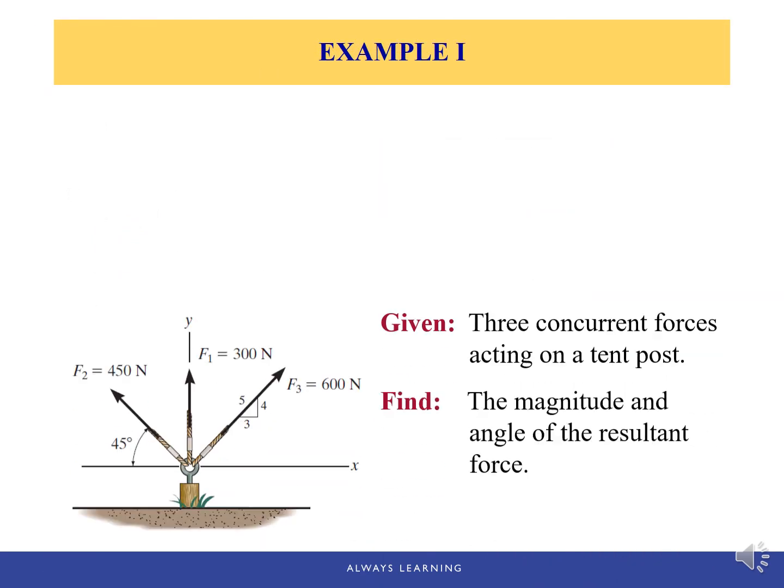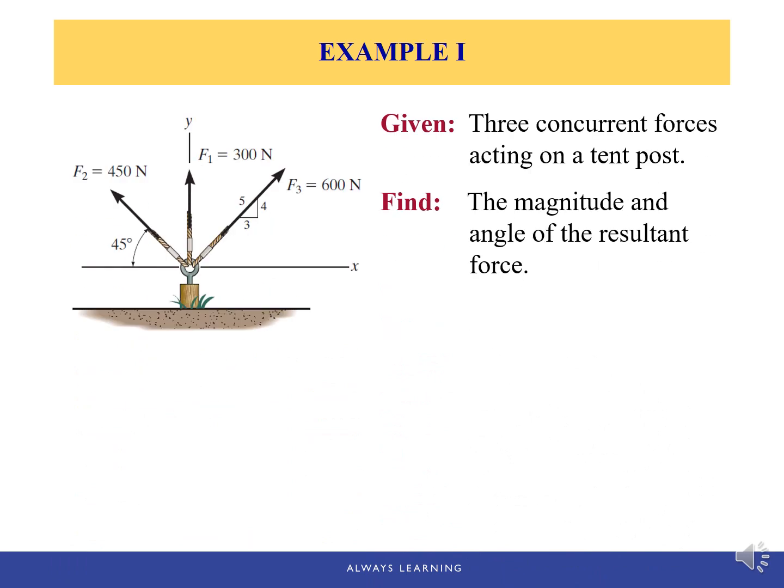Let's see the first example. Three concurrent forces acting on a tent post. And we're looking for the magnitude and angle of the resultant force. So first, let's review the term concurrent force. Concurrent means those vectors pass through the same point. So that's the concurrent point, and three forces all pass through the same point.